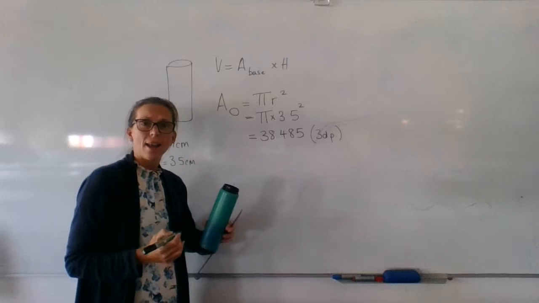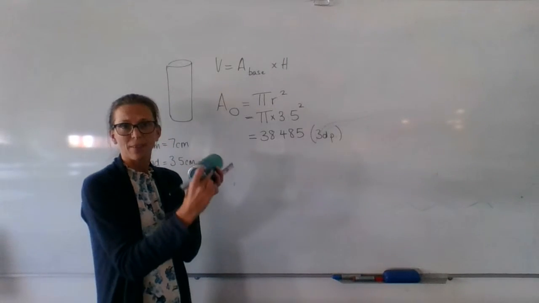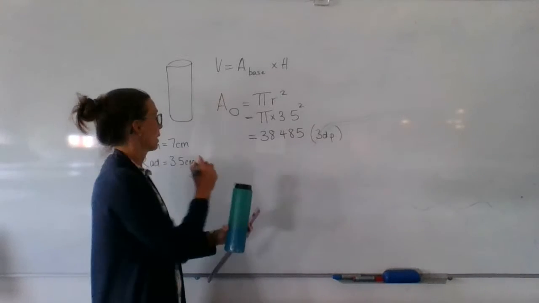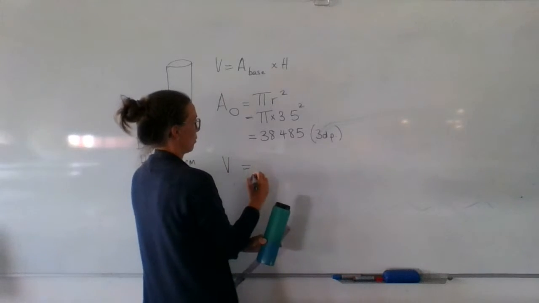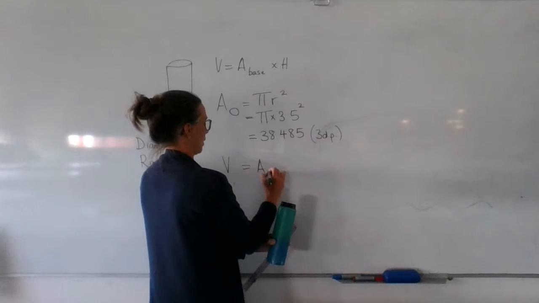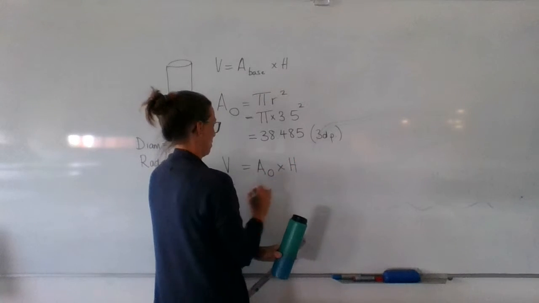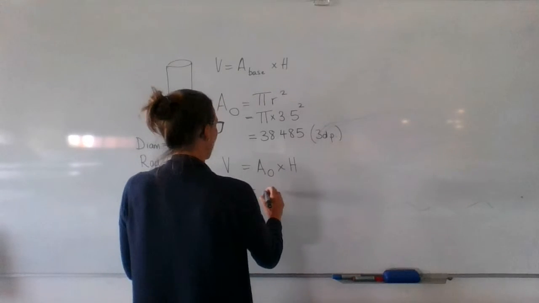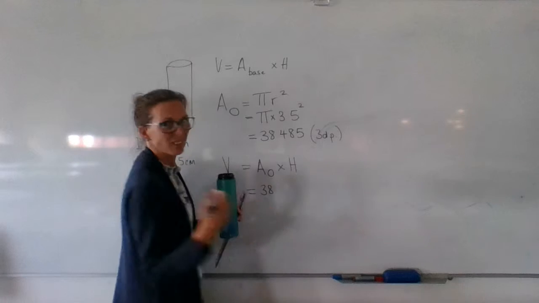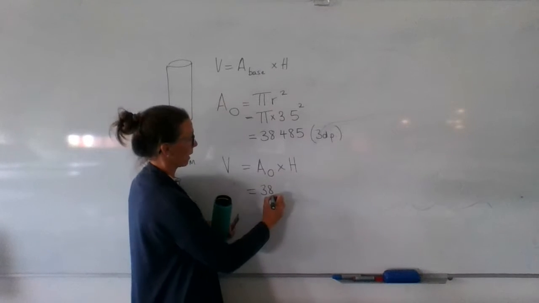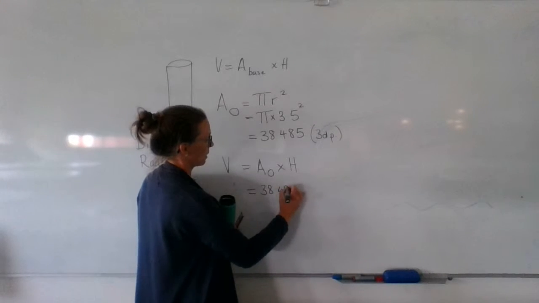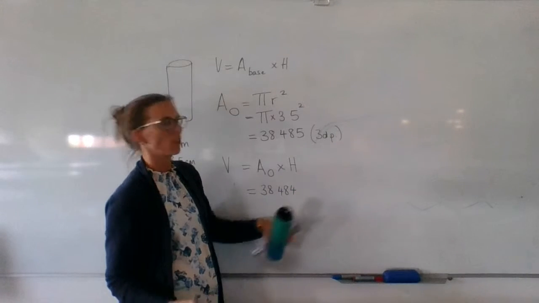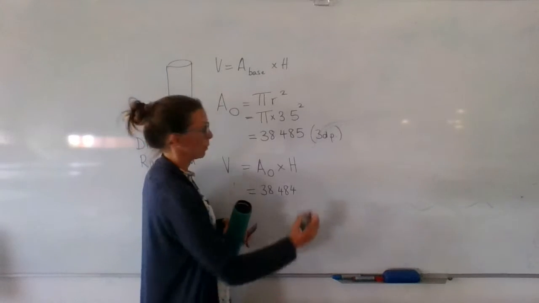Okay, so I found the area of that circle base. To find the volume, I want to multiply it by the height. So volume is equal to area of the circle times the height. Now I'm just going to use what's in my calculator and multiply it. This is how I'm going to write it so that I can use my calculator: 38.48 and on my calculator it said 4 dot dot dot. That just says I'm going to use whatever's in my calculator because I haven't moved it.